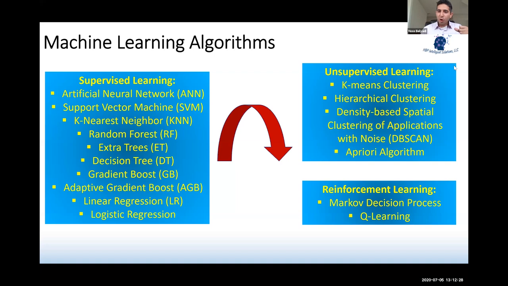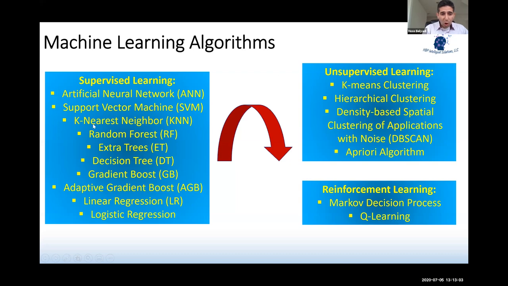So for example, if you are predicting your EUR, your estimated ultimate recovery per foot, in that case, since your EUR per foot is a numeric number, you're going to build a supervised regression model, okay? Now classification is when your output is yes or no, true or false, good, medium, bad, and so on and so forth. It's not a numeric value, it's actually a classifier, okay? In those cases, you can use a supervised classification model.